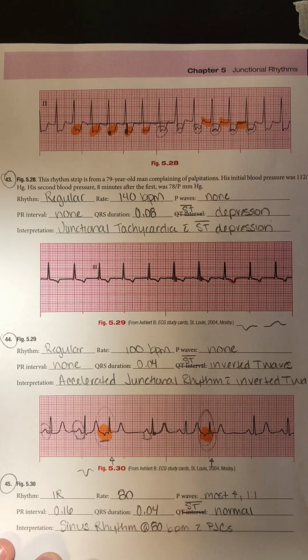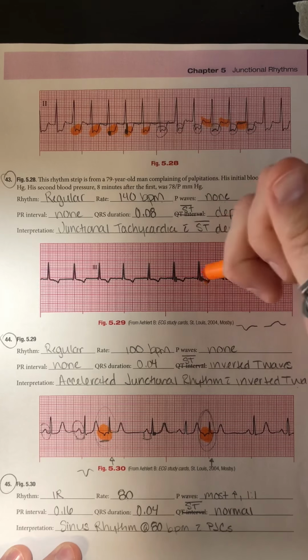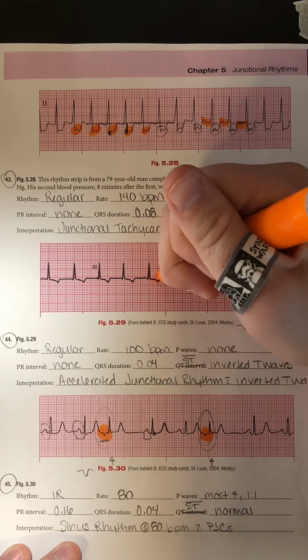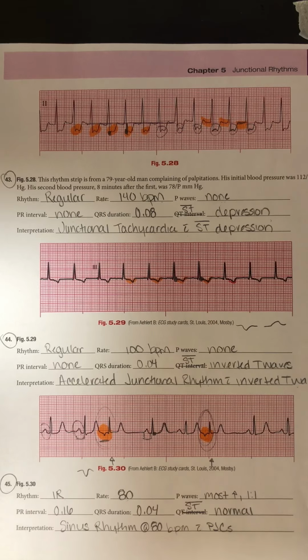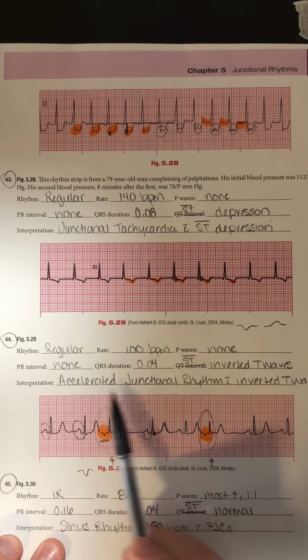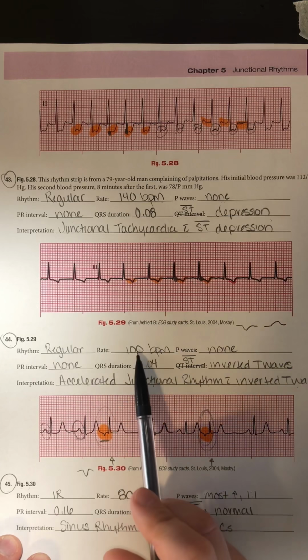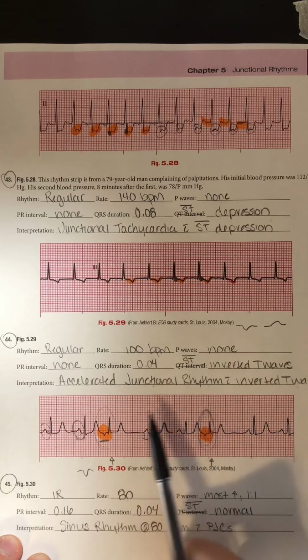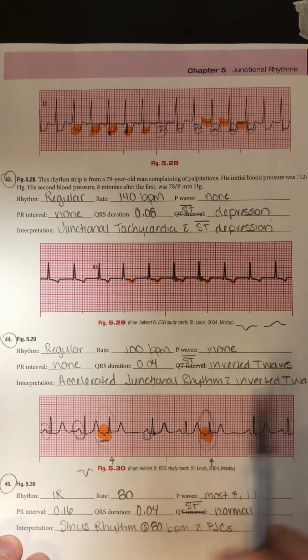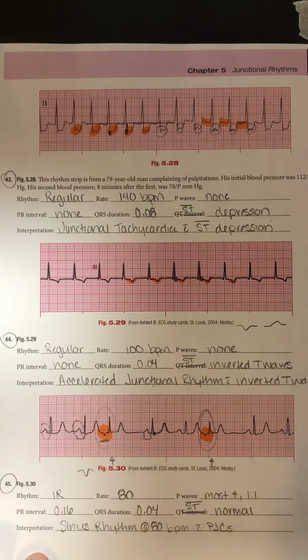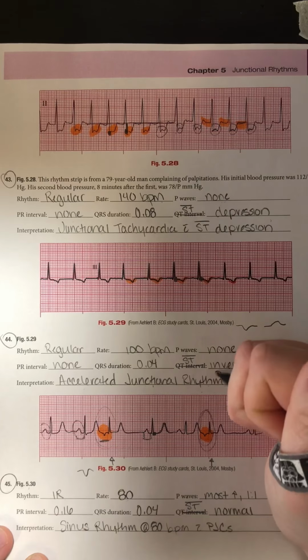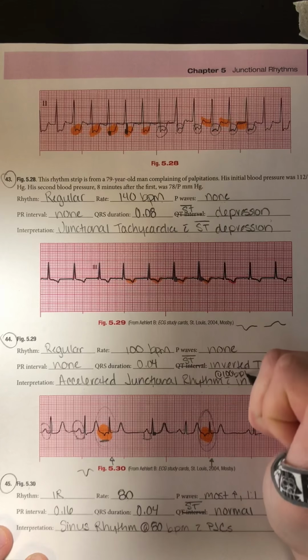This dip below that you're seeing here is actually inverted T waves. So that's why the T waves are dipping below the isoelectric line. They are inverted. So for my interpretation, I put accelerated junctional because it is not over 100 beats per minute. We don't consider it junctional tachycardia. So I have accelerated junctional rhythm with inverted T waves. Oh, and I forgot to put my rate in there at 100 beats per minute.